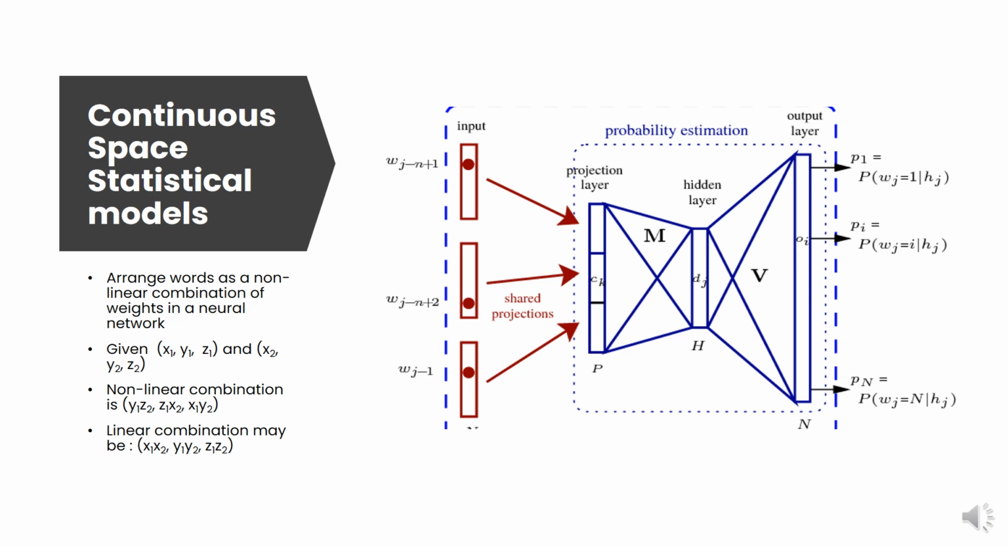Next we are talking about continuous space statistical models. In this approach, we arrange words as a non-linear combination of weights in a neural network. As an example of a non-linear combination of vectors, given x1 y1 z1 and x2 y2 z2, the non-linear combination is y1 z2, z1 x2, x1 y2, while the linear combination may be like x1 x2, y1 y2, and z1 z2.